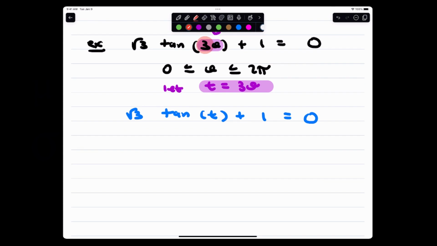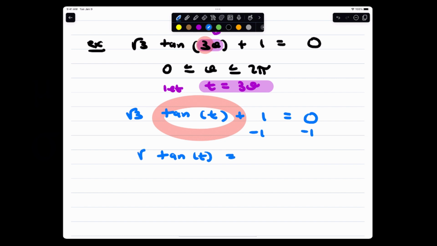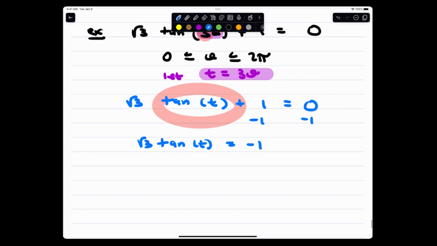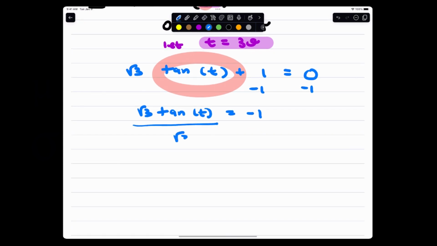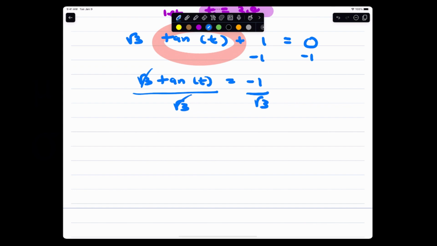Okay, now go through what you've already done. Solve like we did before. Solve for tangent t. So we get the following. Tangent t, subtract 1 from both sides. Remember that? So we get the square root of 3 tangent t is -1. We'll do every detail. Divide by the square root of 3 from both sides. Tangent t now is -1 over the square root of 3.